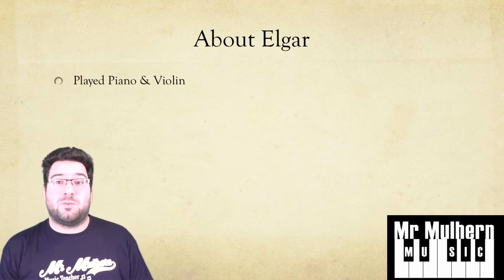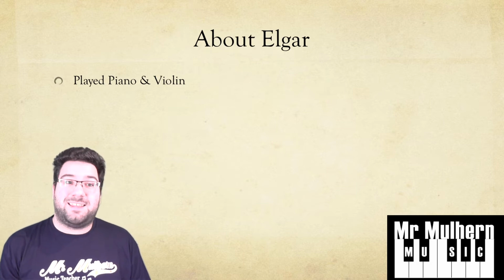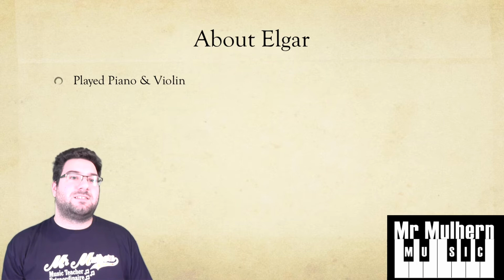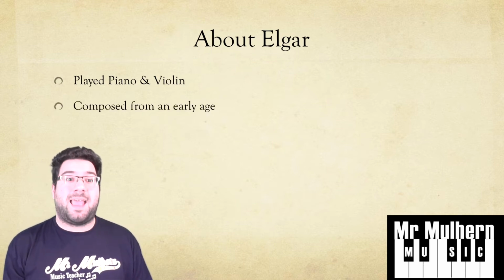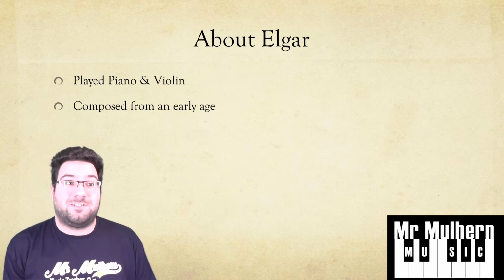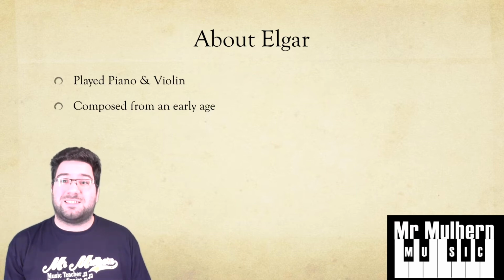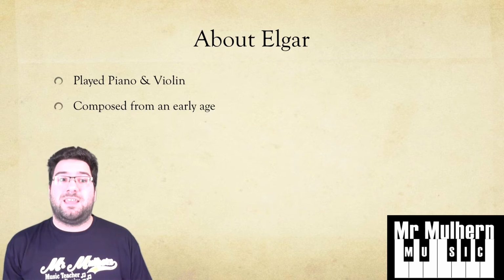Elgar's father was a piano tuner. He also had a shop that sold music and instruments. By the time Elgar was 8, he was playing piano and violin. He started to compose when he was around 10, and the first piece of music that he composed was for a play that he was putting on with his siblings.